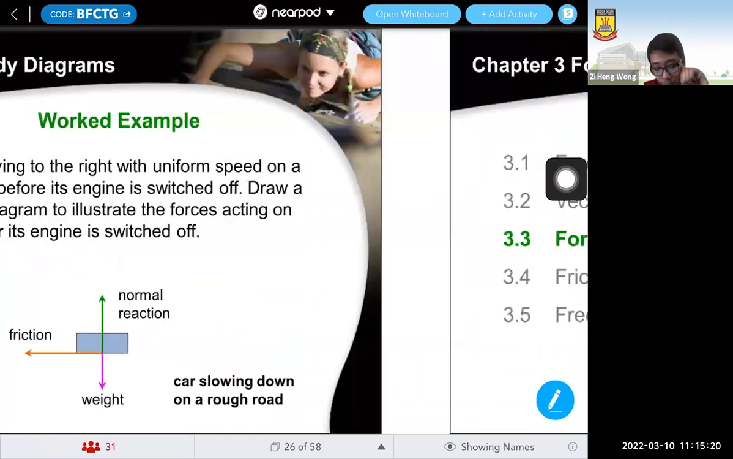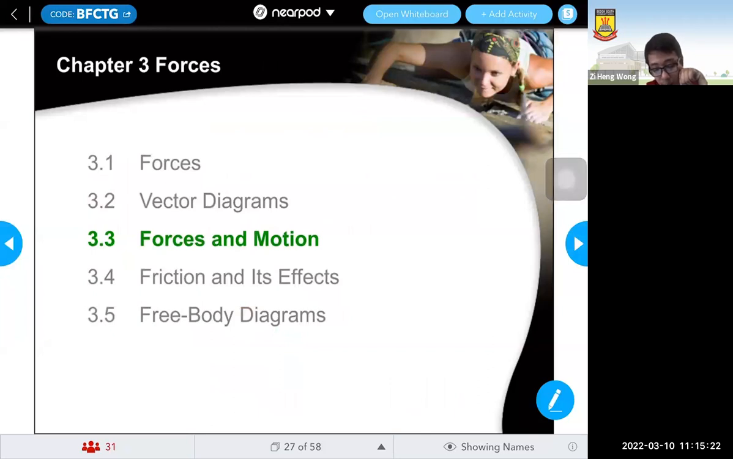So with that, we are done with free body diagrams and friction. All these lay out the foundation before we come to the main part, which is Newton's laws of motion. At this point, do you have any questions?